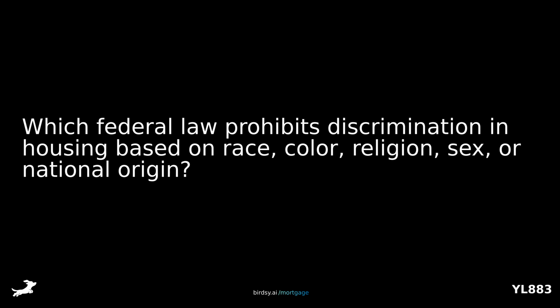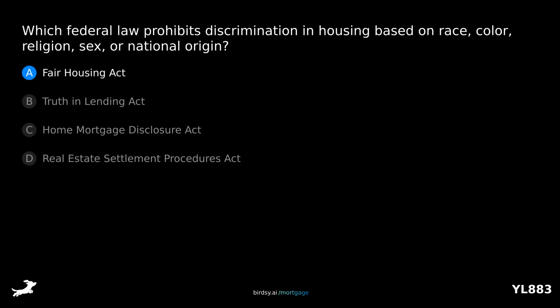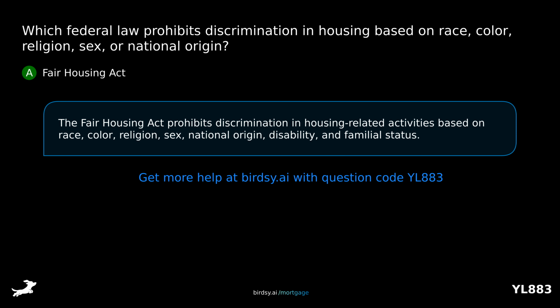Which federal law prohibits discrimination in housing based on race, color, religion, sex, or national origin? Is it A. Fair Housing Act, B. Truth in Lending Act, C. Home Mortgage Disclosure Act, or D. Real Estate Settlement Procedures Act? The answer is A. Fair Housing Act. The Fair Housing Act prohibits discrimination in housing-related activities based on race, color, religion, sex, national origin, disability, and familial status.